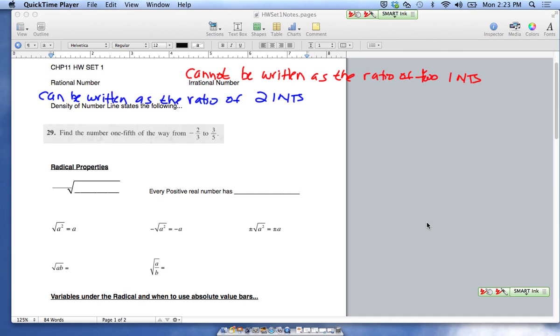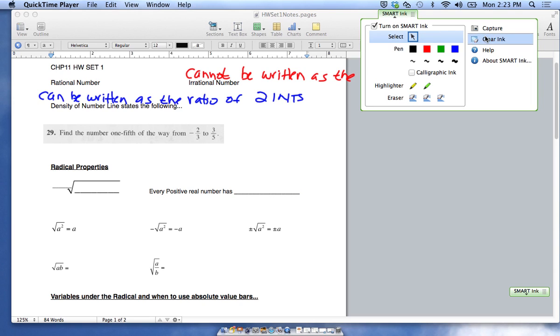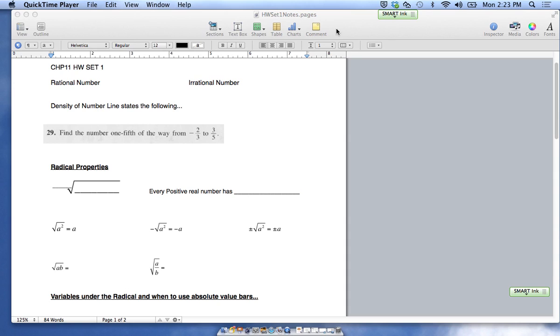Now, the next topic I would like to talk about is the density of the number line, and it's something that we take for granted, but basically between any two real numbers, you can always find another real number. And I just wanted to do a few little exercises with this. So the density of the number line states the following.